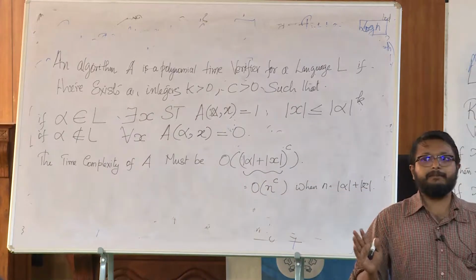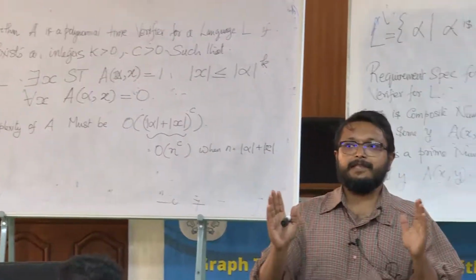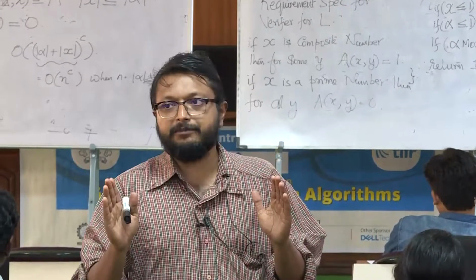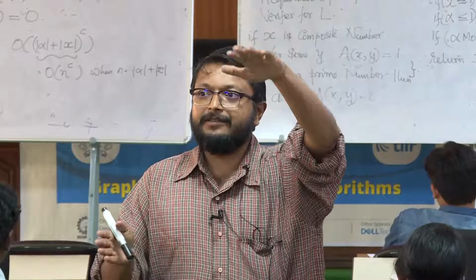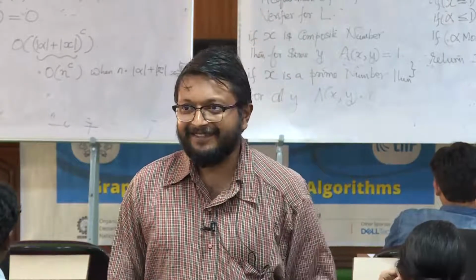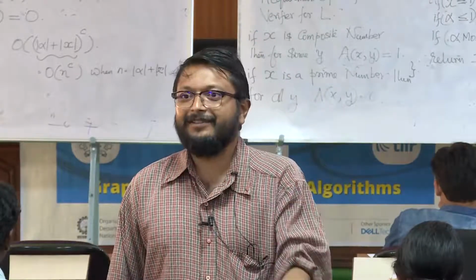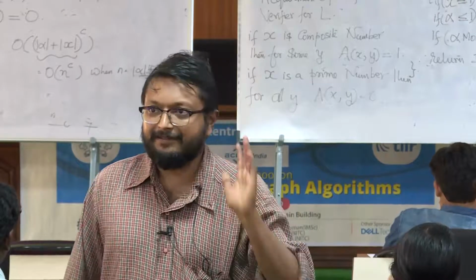See, the input size, once you fix the input size, you know T of n. T of n by n raised to c should not go to infinity, that's all. Even for any value of n. Or it should not go to infinity as n becomes large, that's all.